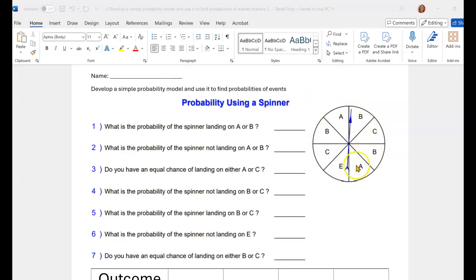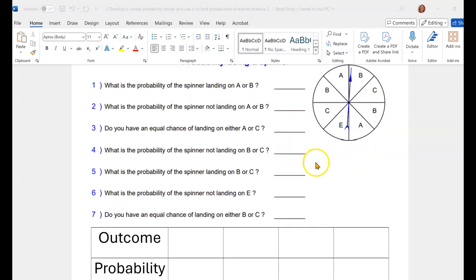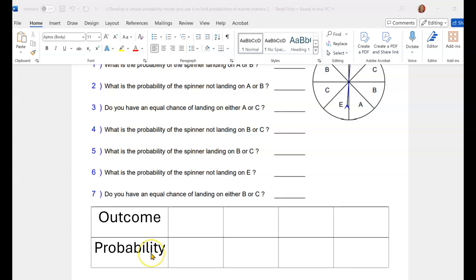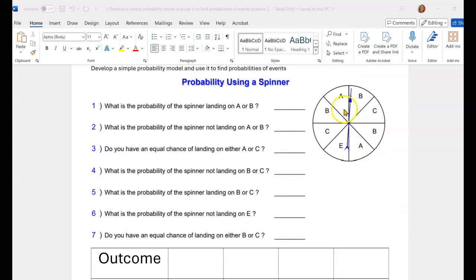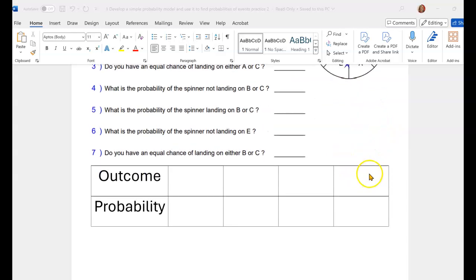So we have a spinner, and it's probability using a spinner. Let's start with the table, outcome probability table. And what we need to put on the outcome is A, B, C. Do we have any D's? No. A, B, C, no D's, E. All right. So that's what needs to go on the outcome.